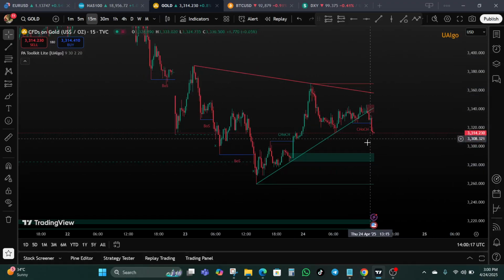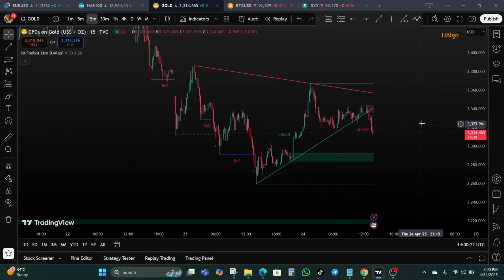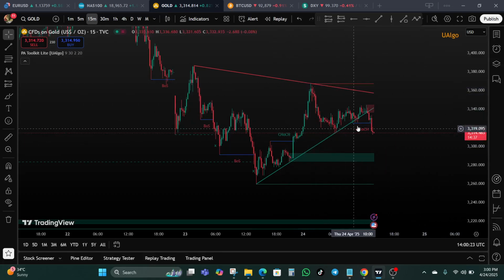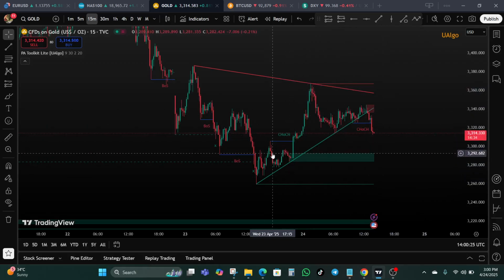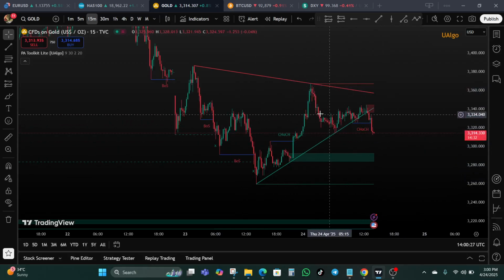So whenever you have price revisit an order block zone, it could be a good entry point for a trade. So just pay attention to the trend lines, pay attention to the break of structure and change of character levels, and at the same time pay attention to the order block zones. Those are important factors to consider when using this indicator.